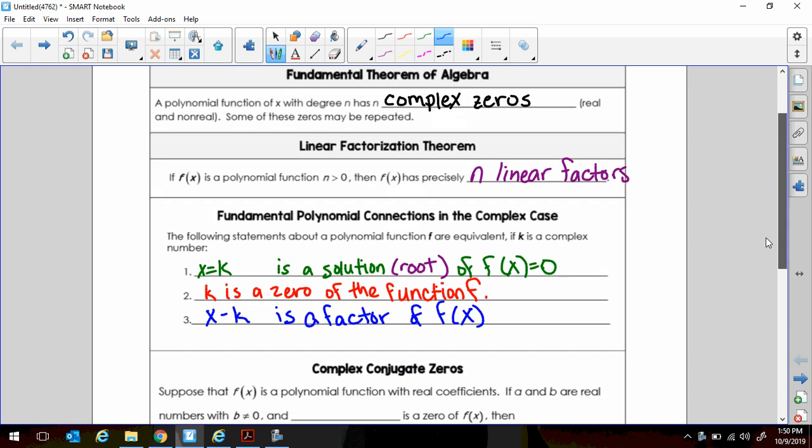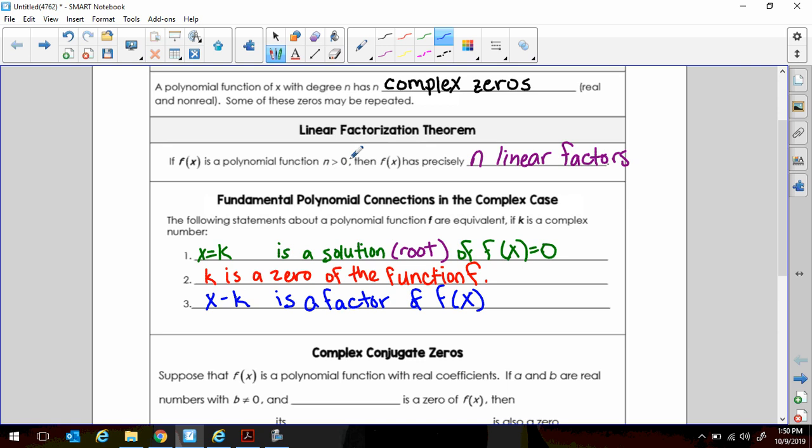If f of x is a polynomial function with n greater than 0, then your function has precisely n linear factors. The following statements about a polynomial function f are equivalent. If k is a complex number, then x equals that number is a solution of our function.